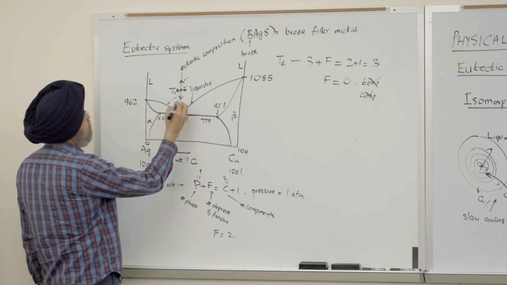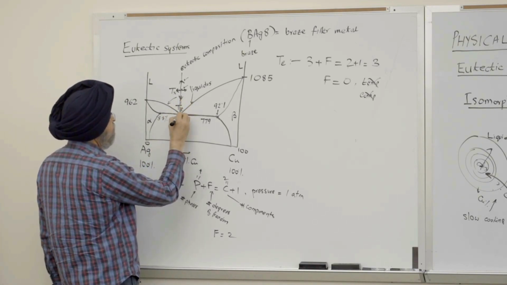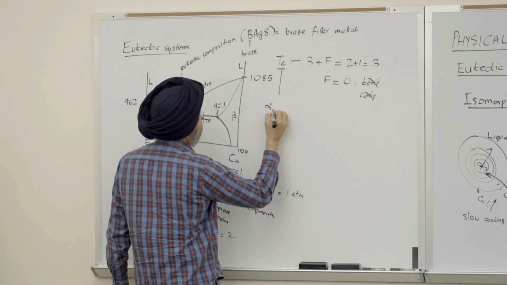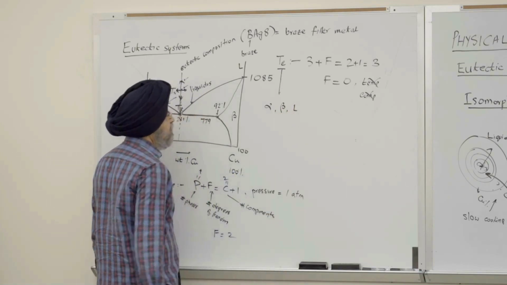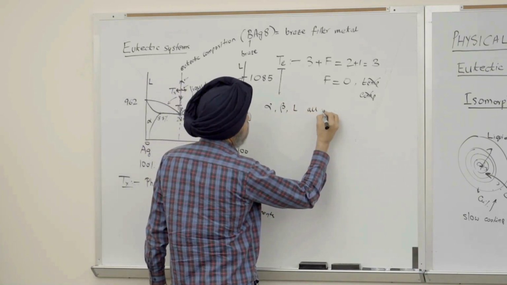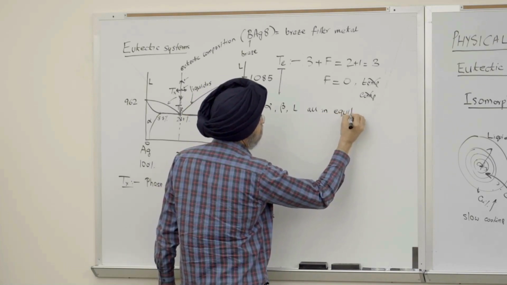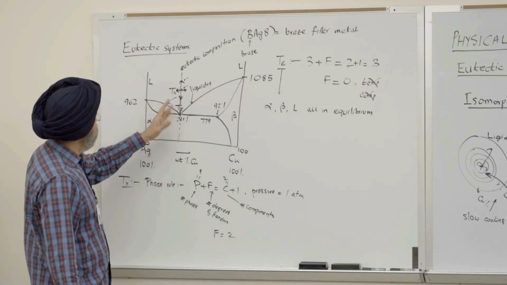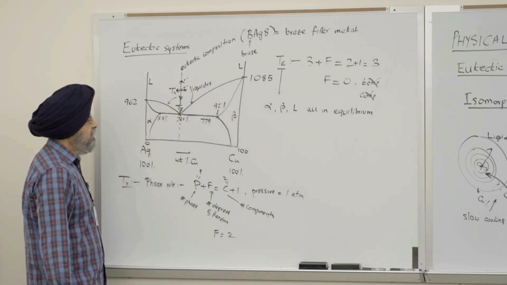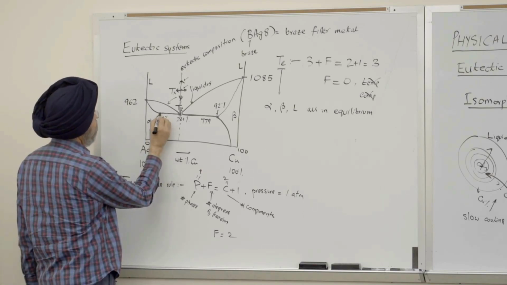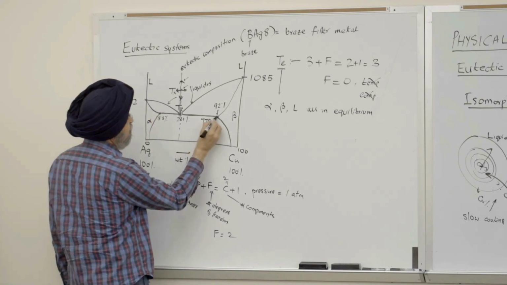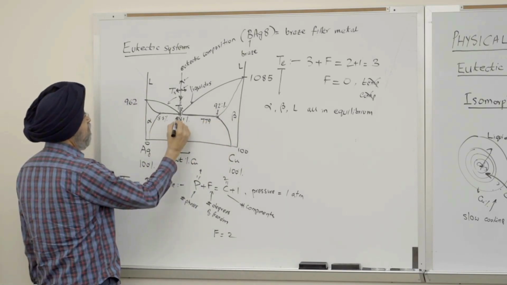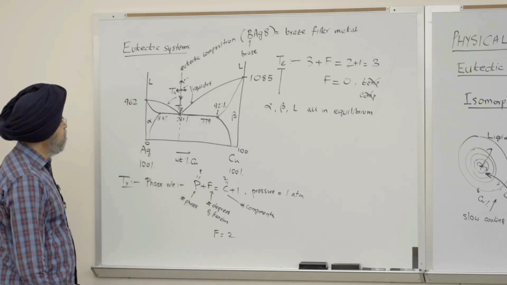So as we cool down, we get to this point. Now at TE, we have alpha, beta, and liquid all in equilibrium. So they all can exist. All 3 can exist at this composition and this temperature. The alpha composition will be 8.8% copper. The beta composition will be 92% copper. And the liquid composition is 28.1.